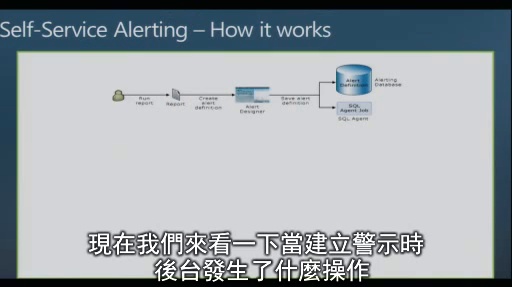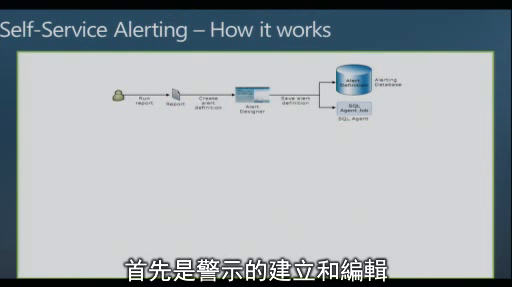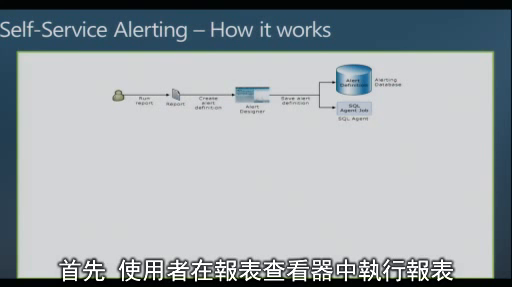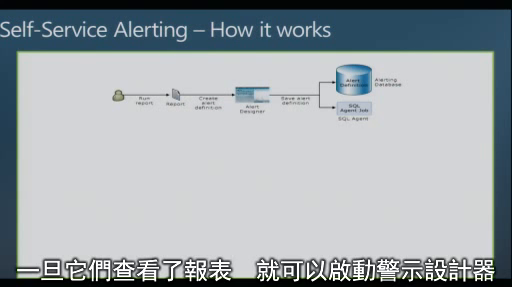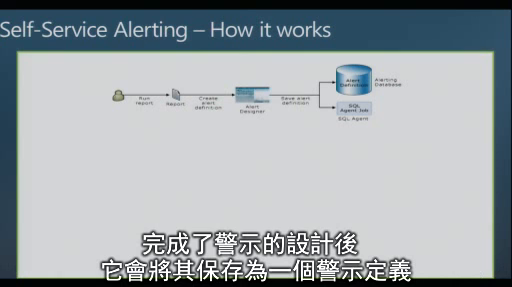So now let's take a look at a little bit about when you create an alert, what's actually happening underneath the covers. Let's talk about it in terms of two flows. The first is the alert creation and editing flow. First, a user runs a report in the report viewer. Once they view the report, they're able to launch the alert designer. The alert designer will then go and get the data from the report, and once you've finished designing the alert, it will save that as an alert definition.